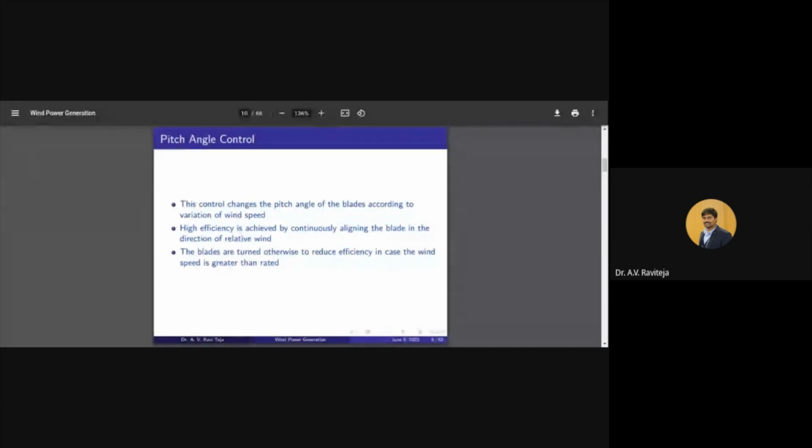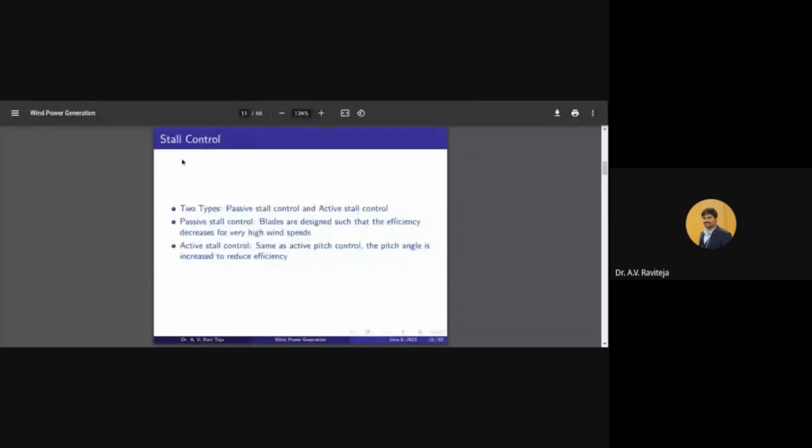And this control mechanism is also helpful when we have dangerously high wind speeds. In that scenario, we will rotate the turbine blades along their own axis such that the drag force is more and lift force is minimized, so that we limit the speed of rotation of the turbine blades.